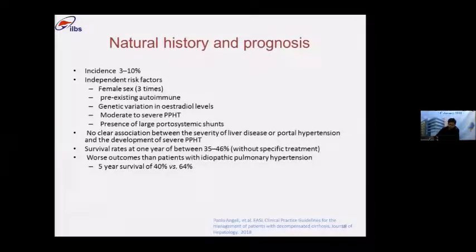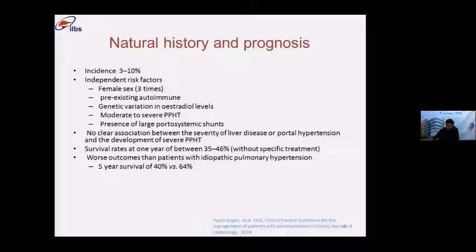A slide about natural history and prognosis. Incidence is 3 to 10% in case of portopulmonary hypertension. As independent risk factors, females are 3 times more likely to have portopulmonary hypertension. Pre-existing autoimmunity, genetic variations in estradiol levels, and the presence of large portosystemic shunts are also independent risk factors. There is no clear association between severity of liver disease or portal hypertension and the development of severe portopulmonary hypertension.